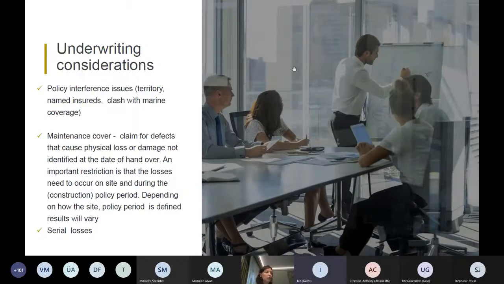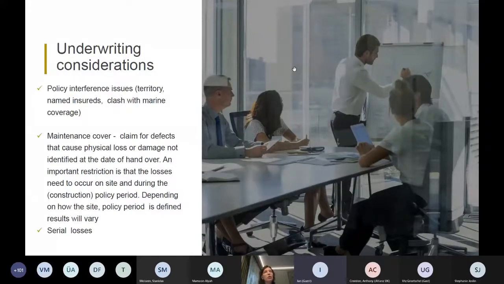So, underwriting considerations. As we know, contract works normally cover suppliers for their on-site activities only. So when we were discussing this, we found that we should underline the following things. The first thing to mention here is the so-called policy interference issues. What we're going to dive a little bit deeper into here is the territory of insurance, the insureds themselves, and some clash with the marine coverage.